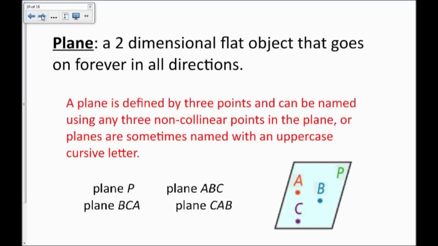Next, a plane. Planes are 2-dimensional flat objects that go on forever in all directions. A plane is defined by 3 points and can be named using any 3 non-collinear points in the plane. So you pick 3 points in the plane and you define it using those 3 points, but those points cannot be collinear. Or sometimes planes are named with an uppercase cursive letter. In this case, P is not a point, it's the name of the plane. So you can call it plane P, or you can use 3 non-collinear points in the plane.